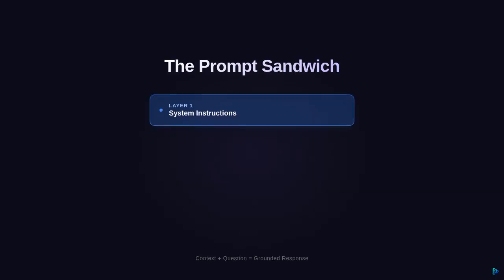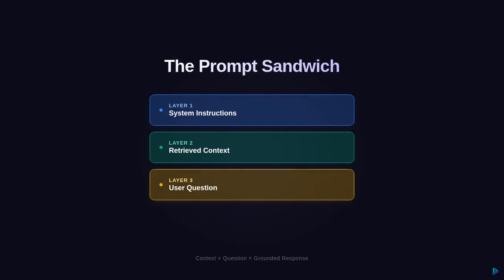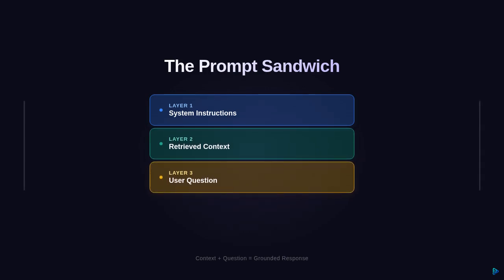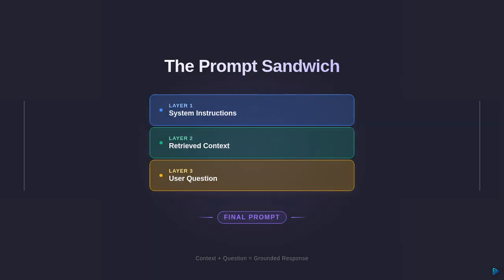Next is augmentation. We do not just send the question to the LLM. We build a prompt sandwich. We tell the AI, here is some context. Here is the question. Use the context to answer the question. This forces the AI to stay grounded in the facts we provided.